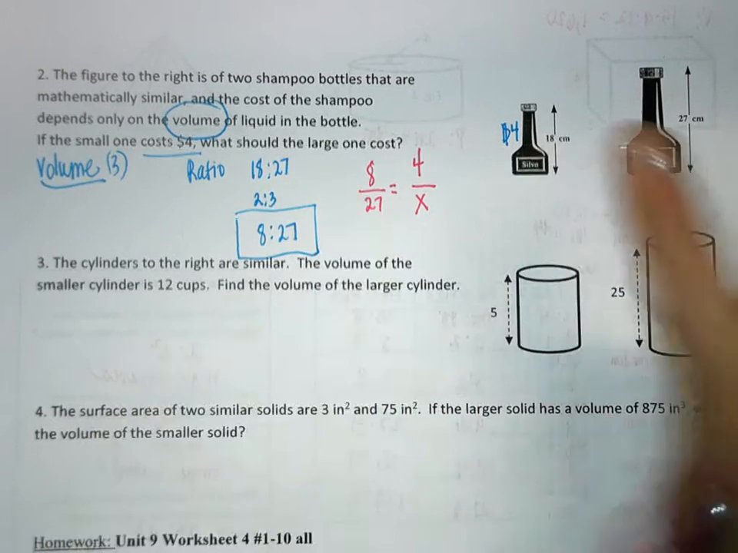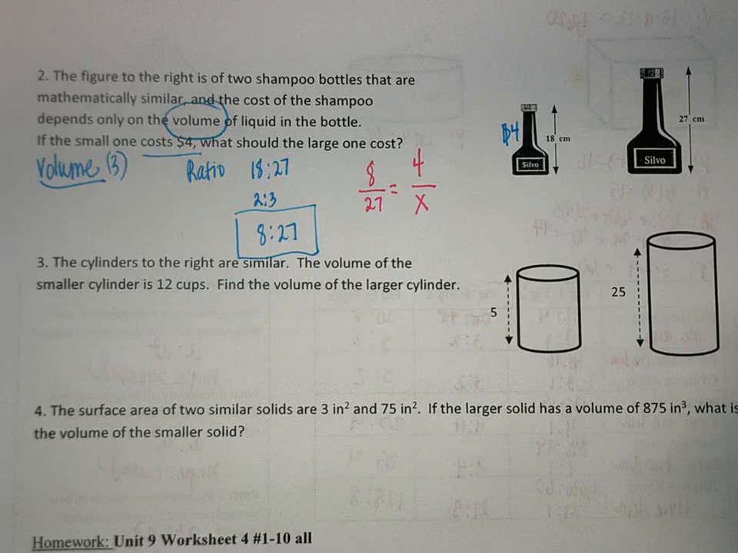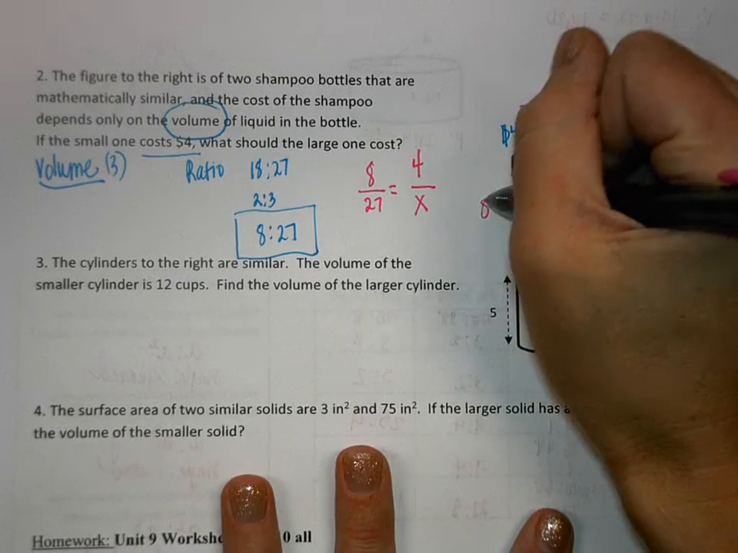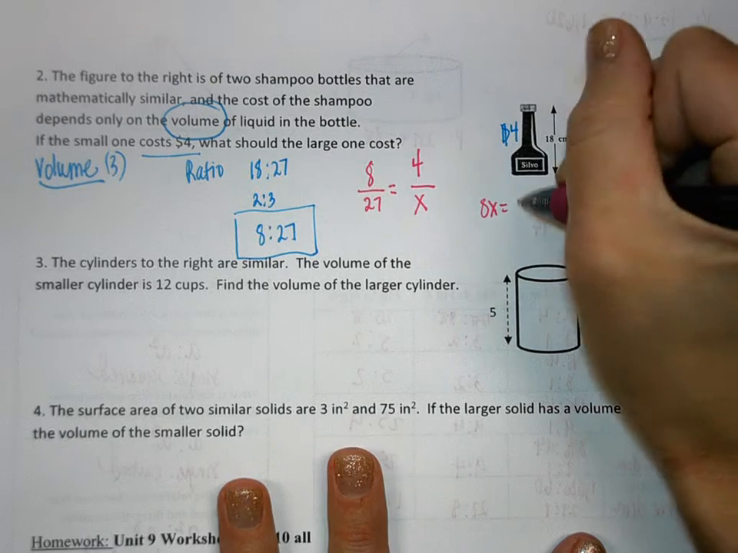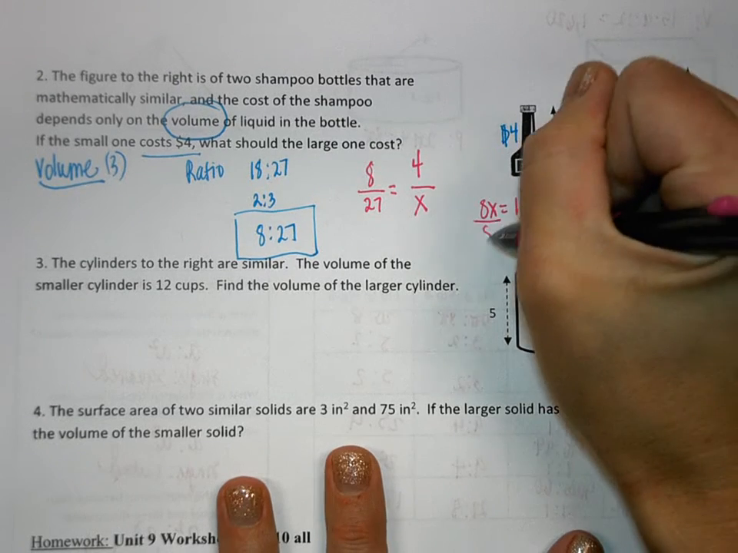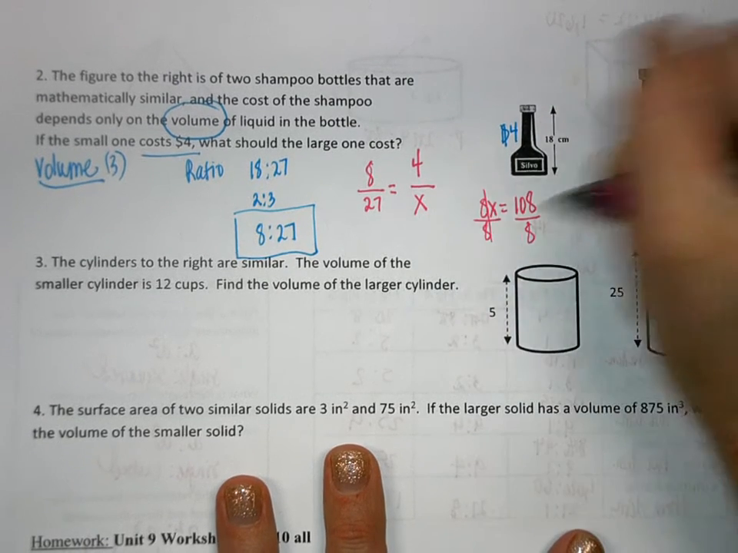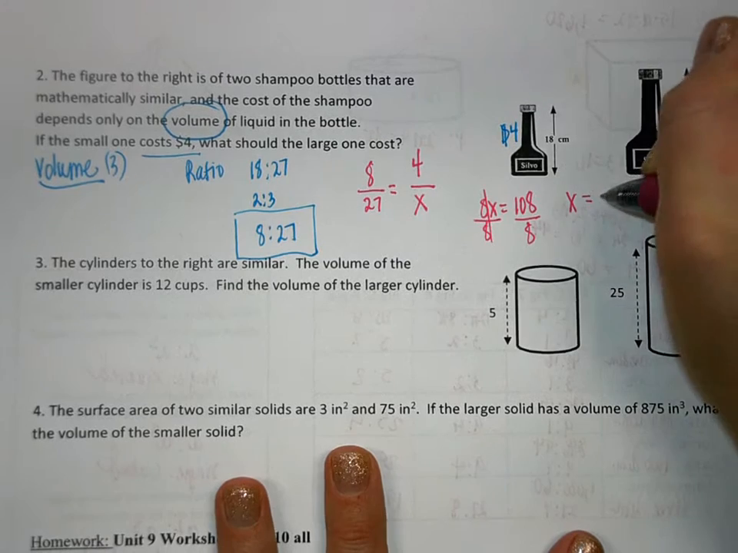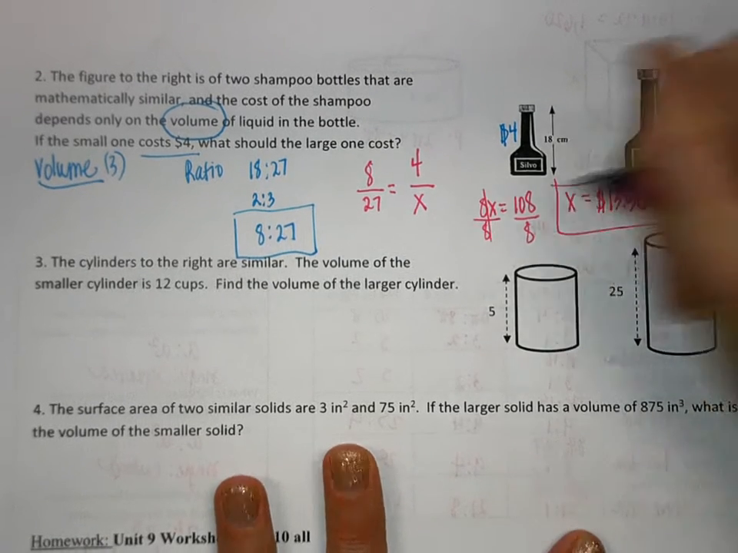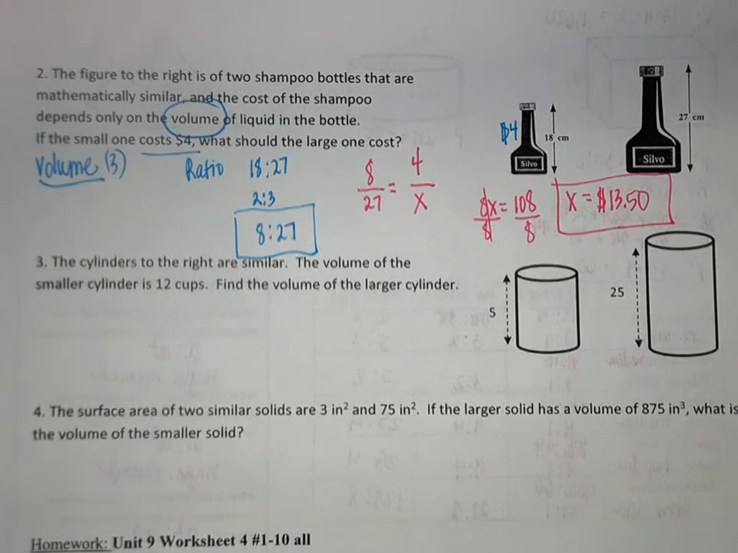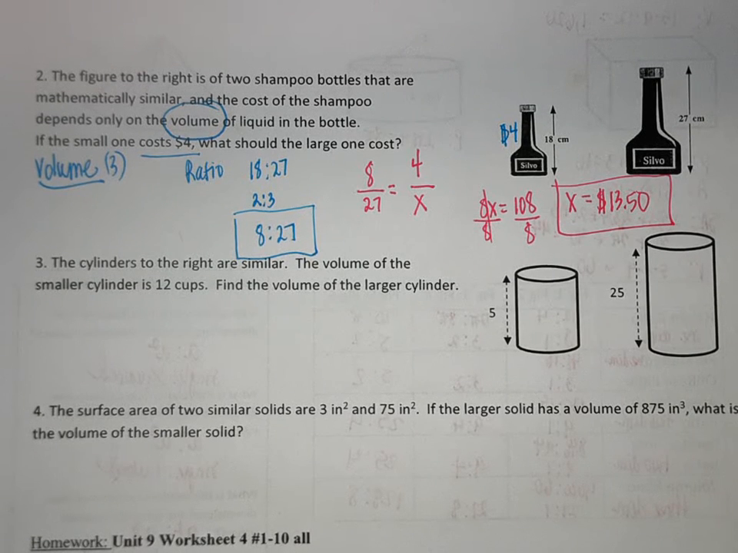And then all we're going to do is cross multiply, and we get 8x equals, and 27 times 4 is 108, and we divide by 8 to both sides, and I get the answer of what? $13.50, and that is my answer. Okay, does anybody want to ask me questions? You're not sure where a number came from?